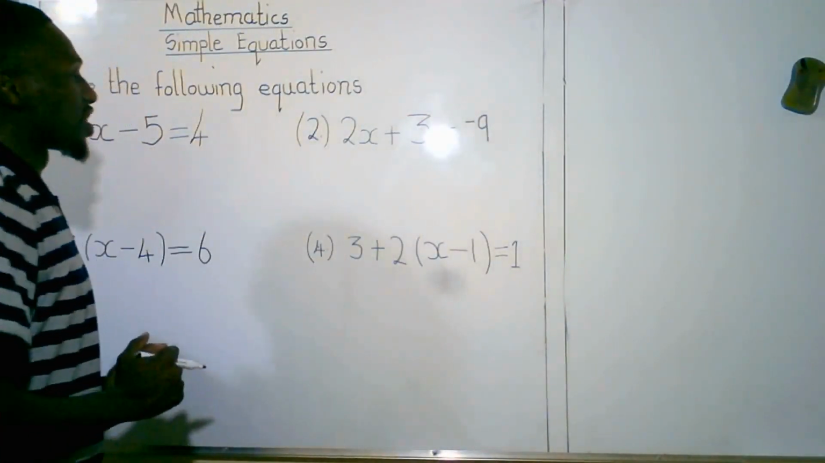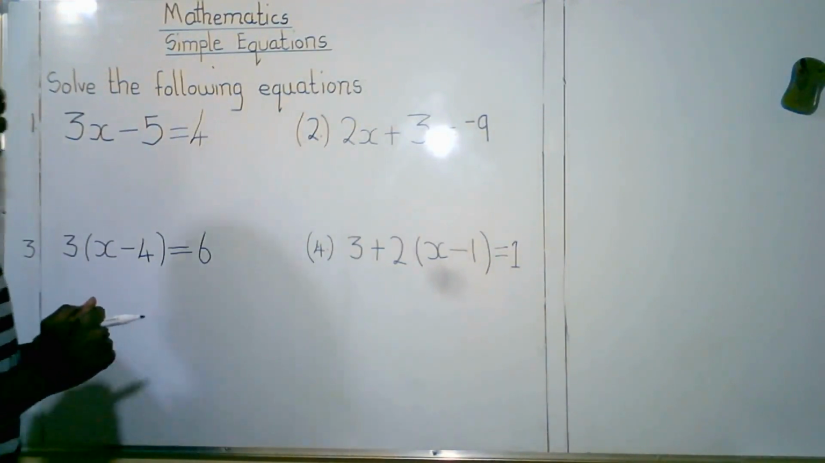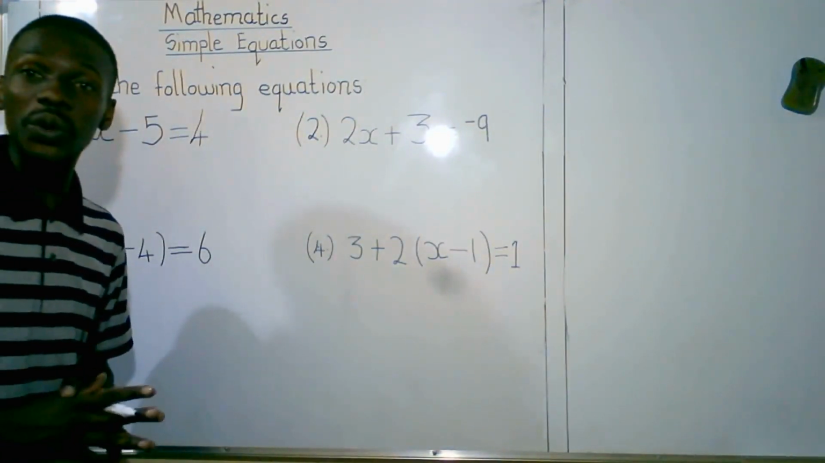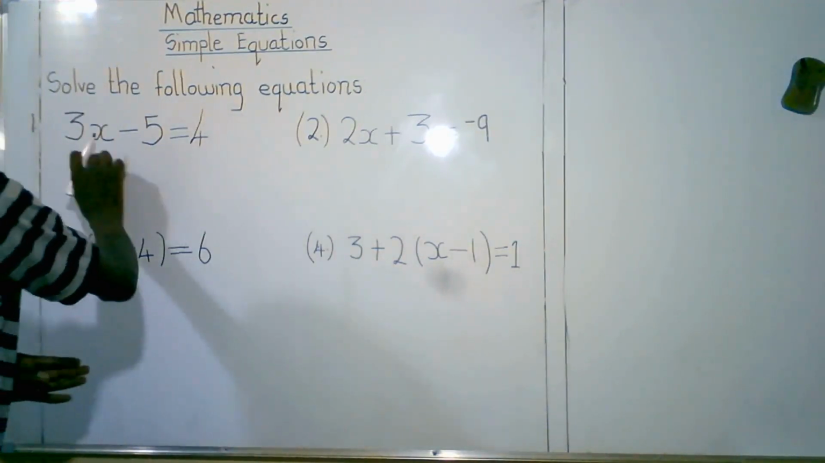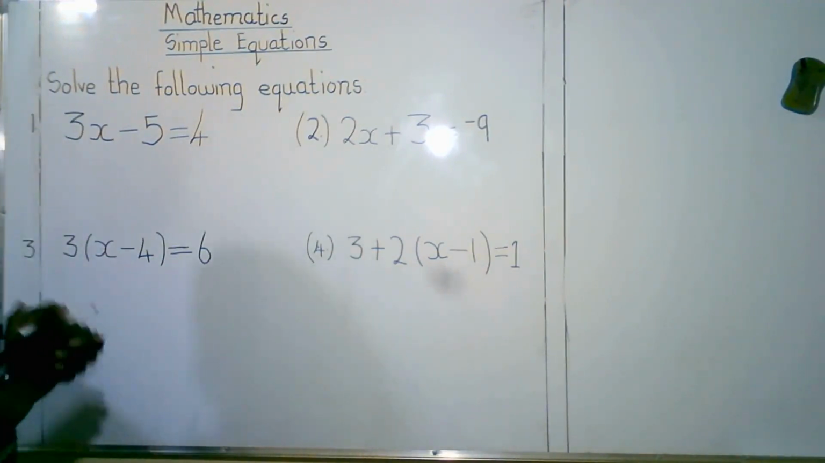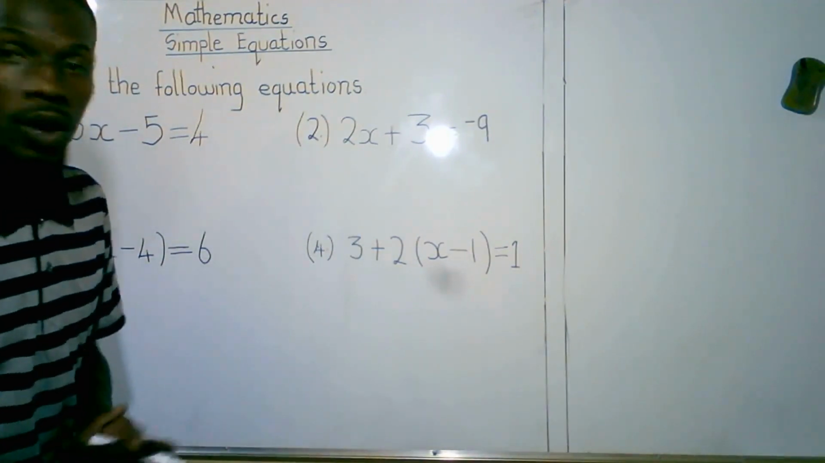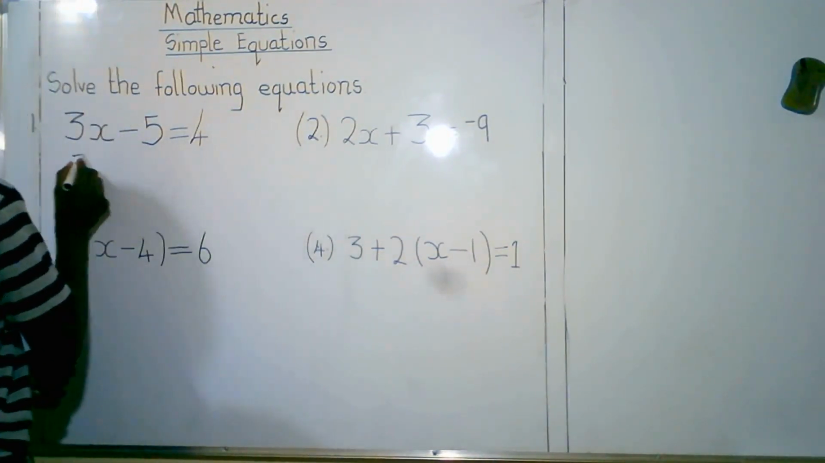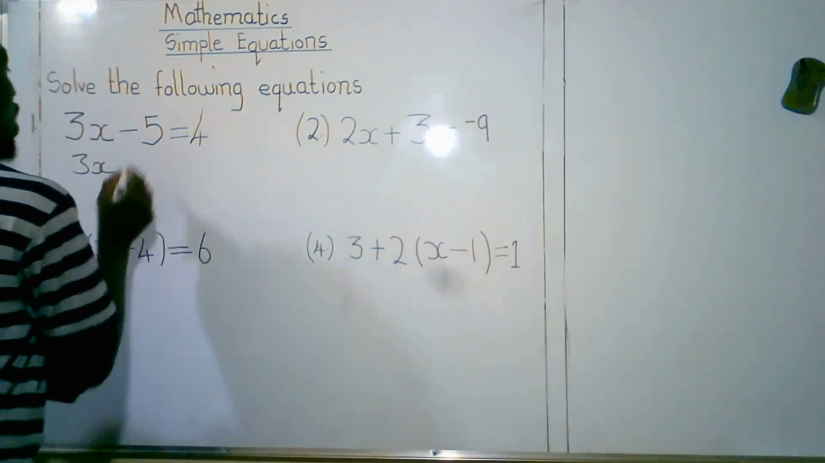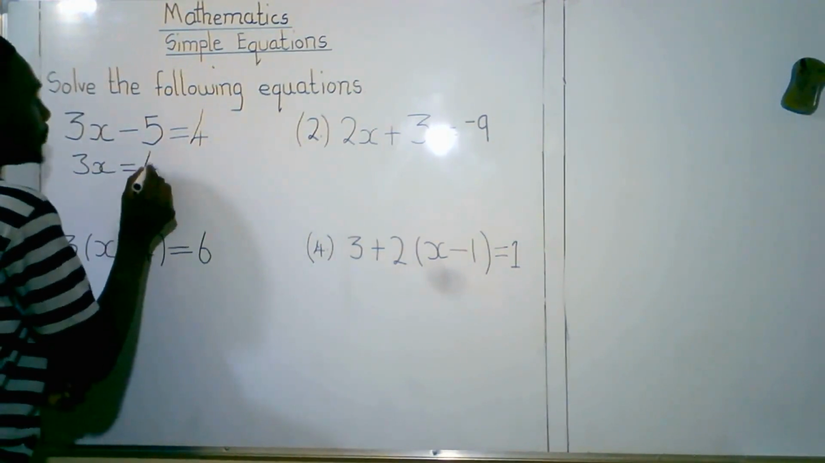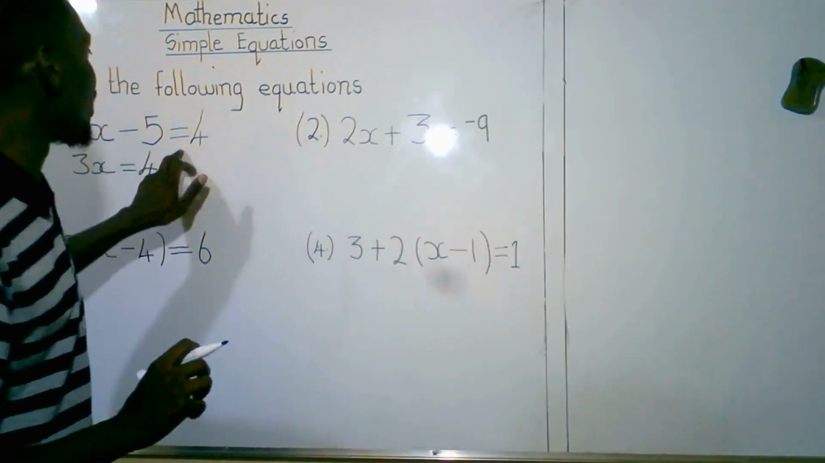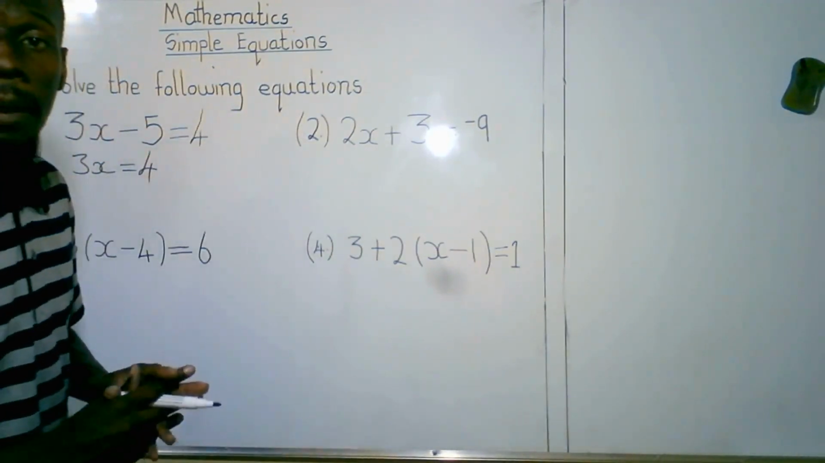Solve the following equations. So the first equation, they're saying 3x minus 5 is equal to 4. We want to know what x is. What are we going to do? First, we are going to collect the like terms. So we are going to say 3x, 3 with a known variable, is equal to 4. When this negative 5 crosses the equal sign, it's going to become a positive sign.